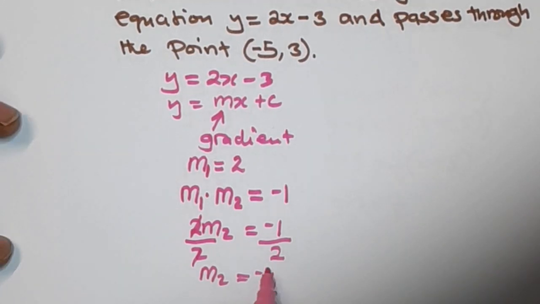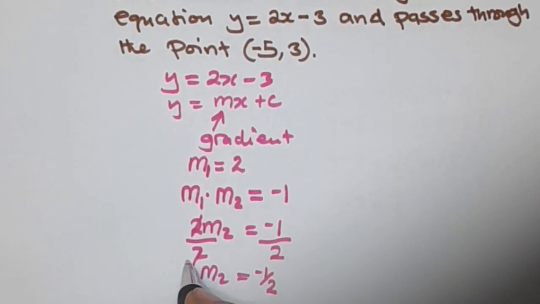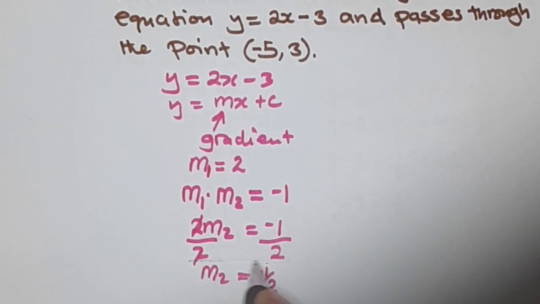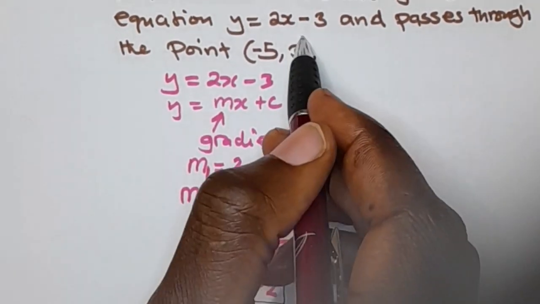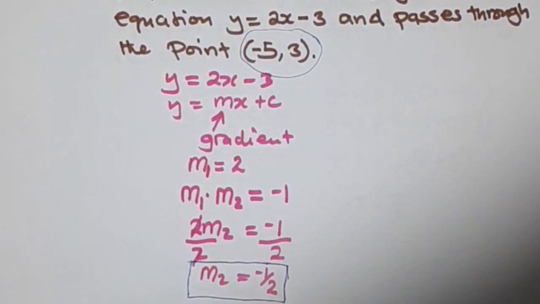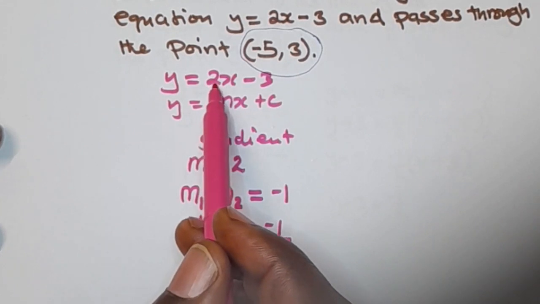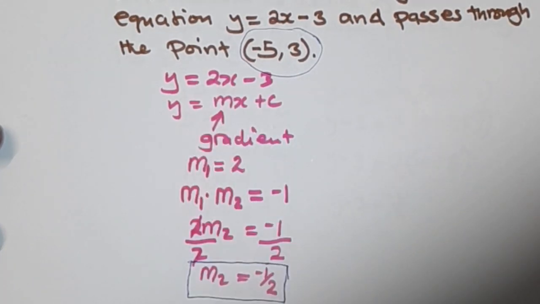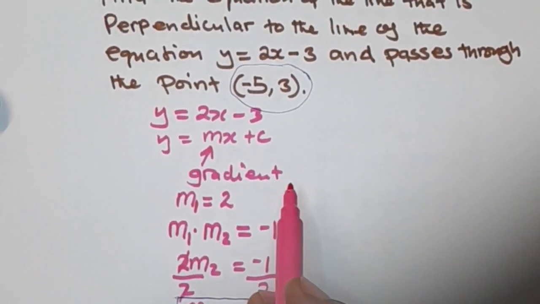Okay, so now this means that we are going to use this gradient of the second equation and the given point to come up with an equation that is perpendicular to this given equation. So from the previous video, we introduced the formula that is used to find straight lines.